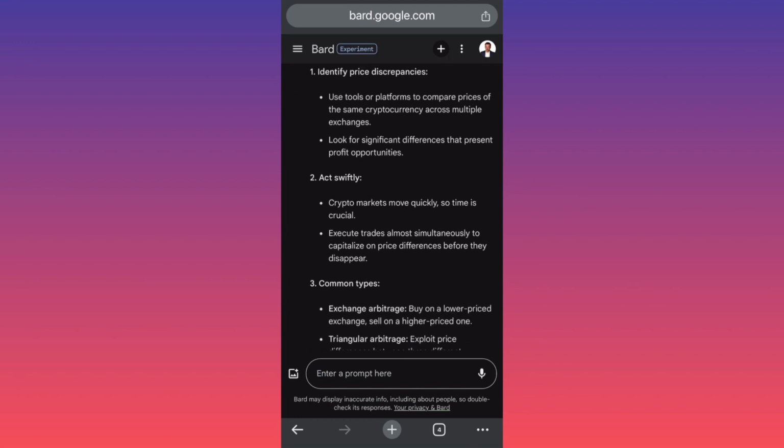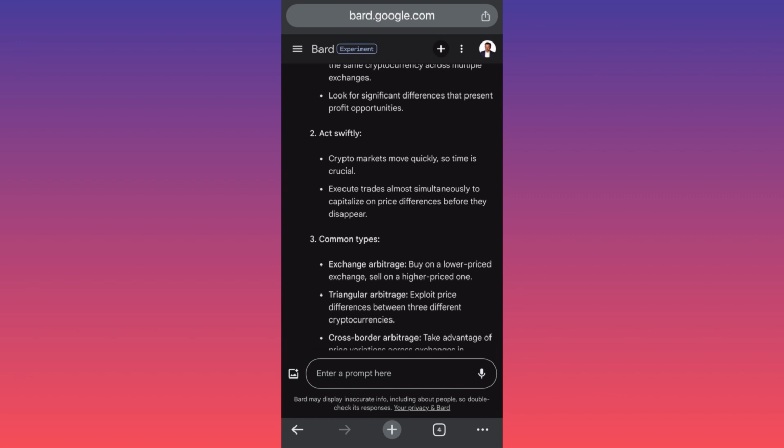The second thing, after you identify the exchanges, the opportunities, and the price discrepancies, you want to focus on acting swiftly, meaning that the crypto market moves very fast, so time is crucial. You want to make sure that you have the capability to execute trades almost simultaneously. Okay, so you will be able to capitalize on the price differences. Otherwise, if you think too much, or if your internet is not so good, or the connection, or the actual broker is not reliable, you're not only going to miss potentially the opportunity, but you might actually lose money.